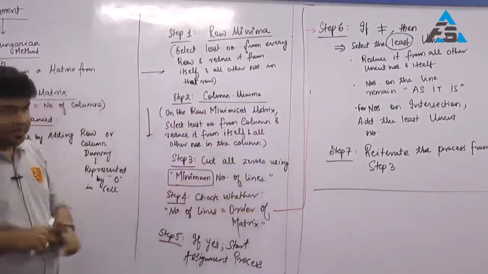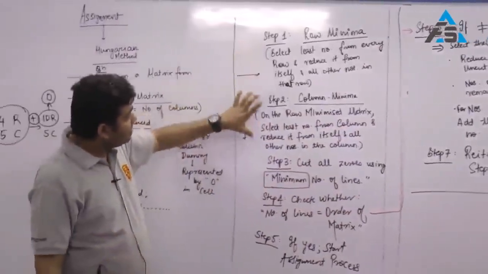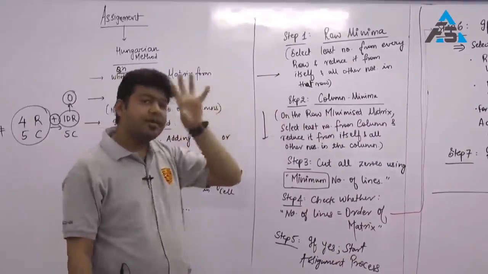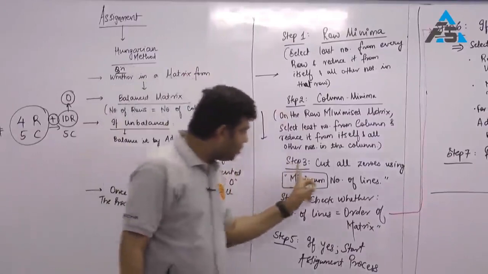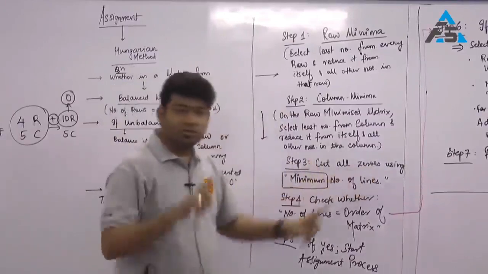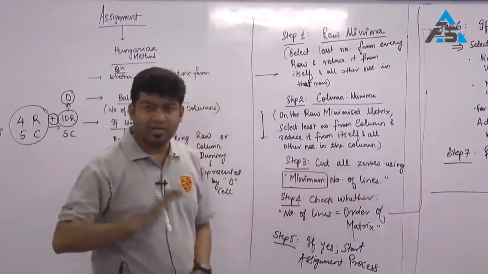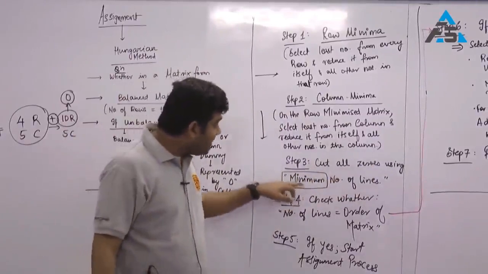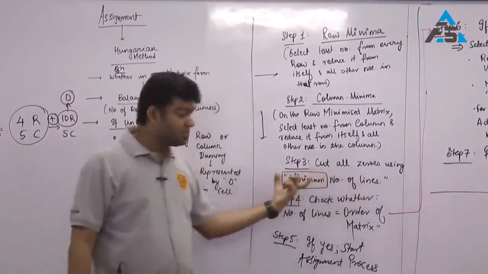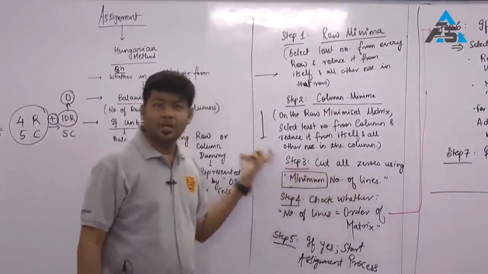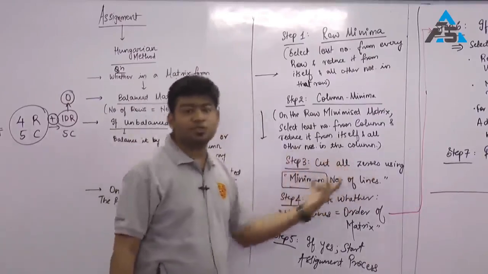So there will be a matrix. Now there is a row minima, there is a column minima, and you will see a lot of zeros. How do you cut all zeros, either horizontally or vertically, not diagonally, using minimum number of lines? This is a very important catchphrase. Minimum number of lines should be used.